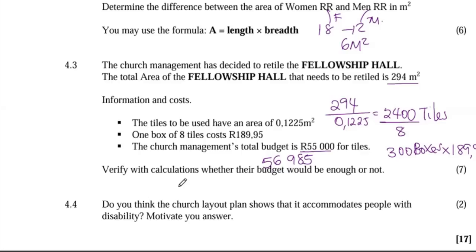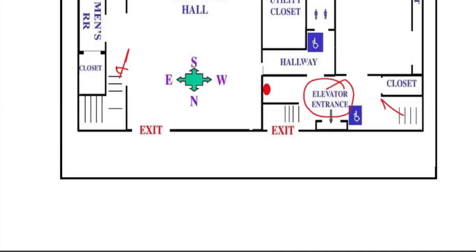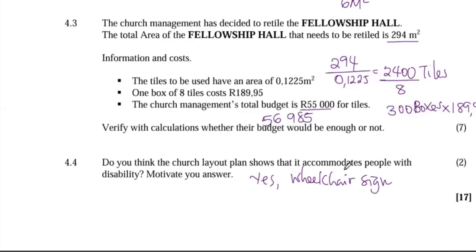Do you think the church layout plan shows that it can accommodate people with disabilities? My answer is yes, because I've seen the wheelchair sign, blue in color. When you look at the figure, look at that. We have 1, then we have 2. This means that disabled people can access the building.